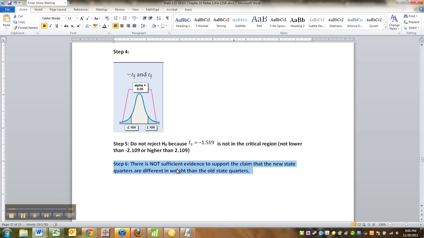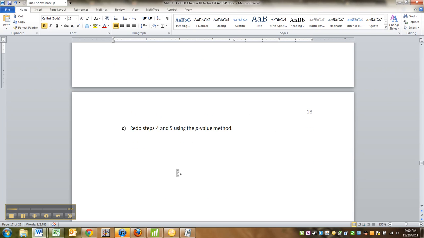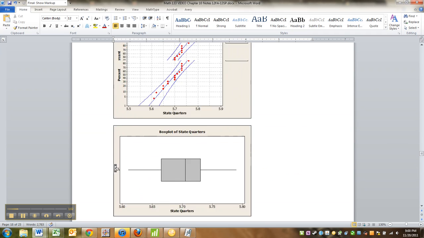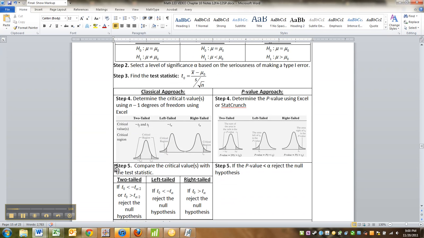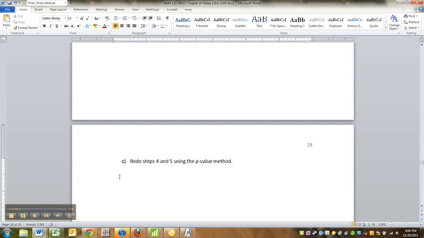All right. So it doesn't mean that they are the same weight. It just means we didn't have enough evidence to prove that they were different. All right. Okay, so now we're going to redo steps 4 and 5. And I should have probably mentioned this before, but why do we only do steps 4 and 5? Well, it's because all the other steps are the same, every last one of them. Only steps 4 and 5 are different between the two approaches. They're like flip sides of the same coin.